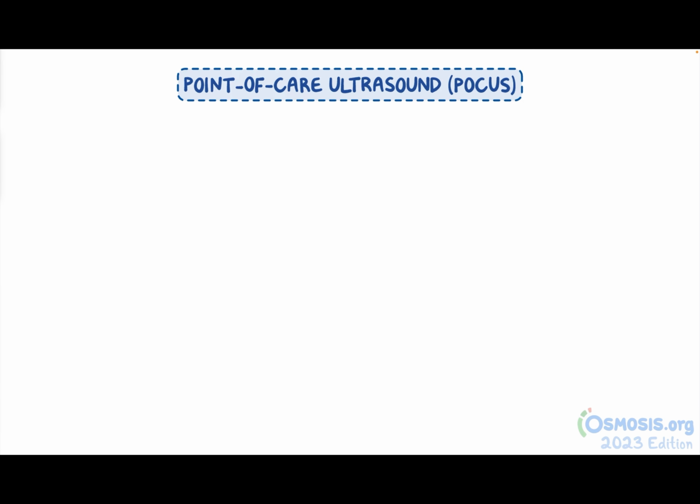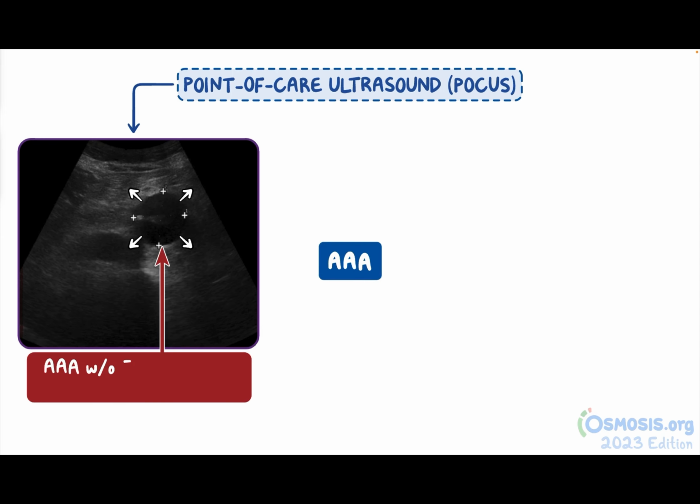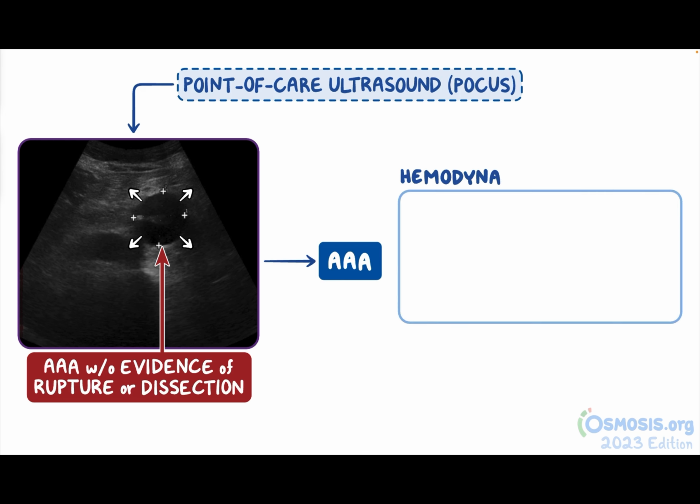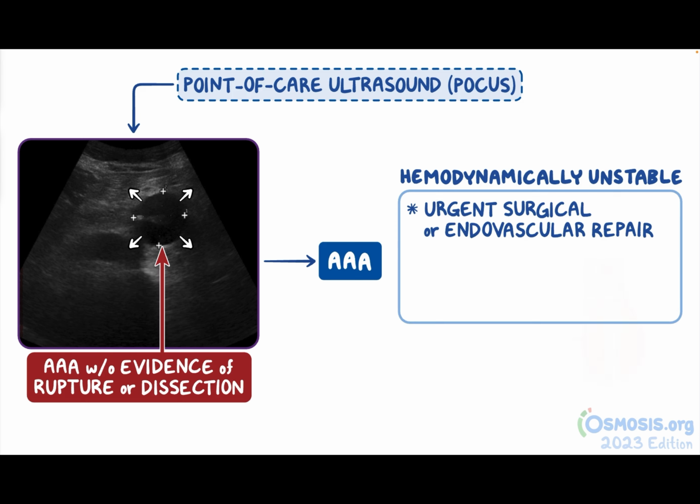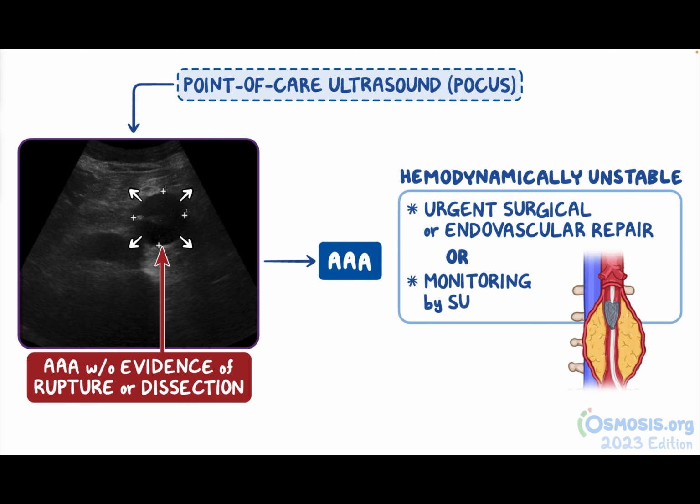Let's switch gears and talk about the AAA itself. If the POCUS shows a AAA without any evidence of rupture or dissection, you can diagnose AAA. However, since the patient is hemodynamically unstable, you should remain suspicious for a rupture or dissection that the ultrasound could not detect. In this case, the patient needs urgent surgical consultation for surgical or endovascular repair, like aortic stent graft placement, to prevent a serious complication or monitoring by the surgeon.